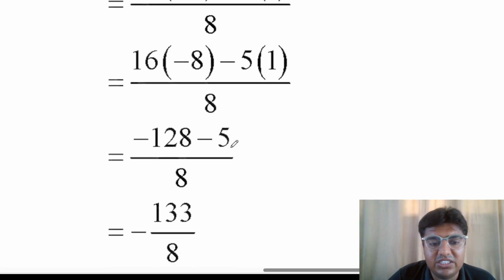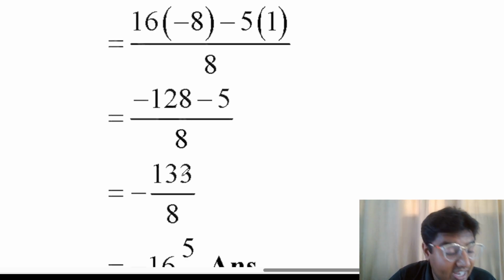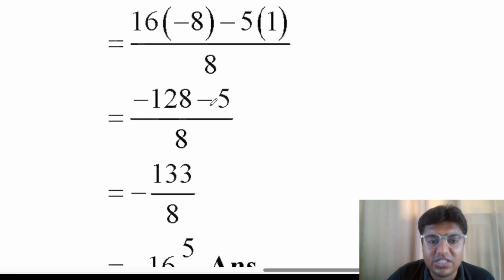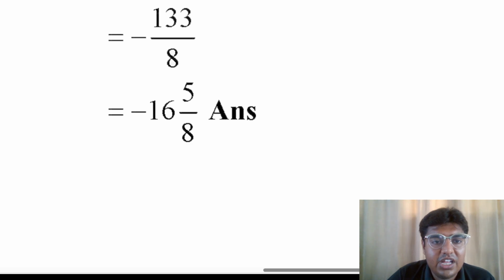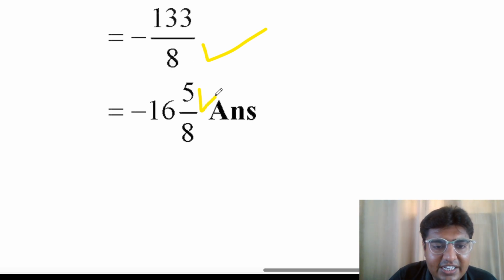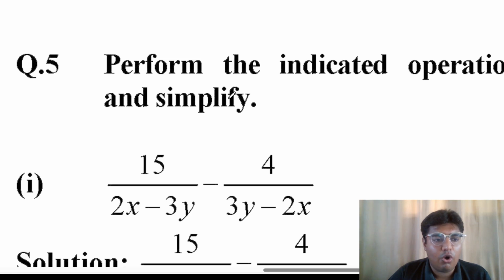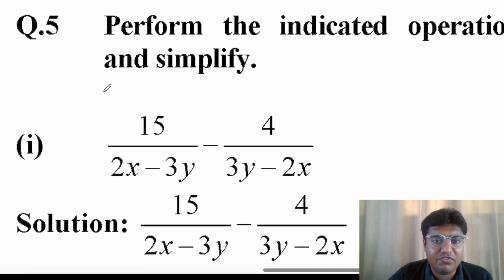-1 to 8 -5, you will get -133, because minus minus plus, sign of the greater number. This is your answer. You know that this is an improper fraction, so you can write it in mixed form. Okay, moving towards question number 5.